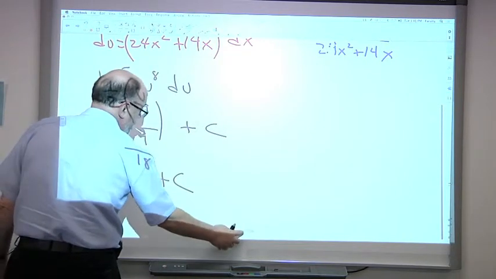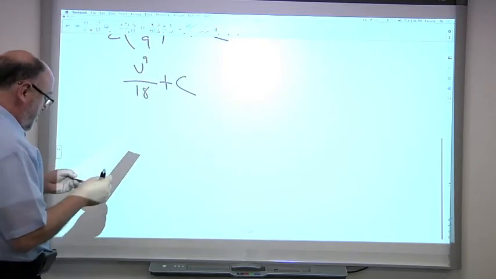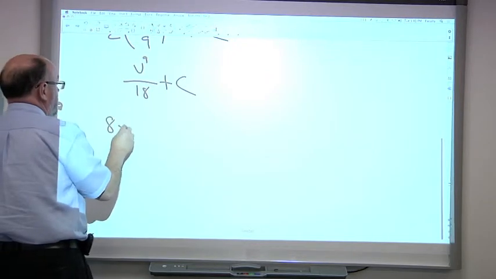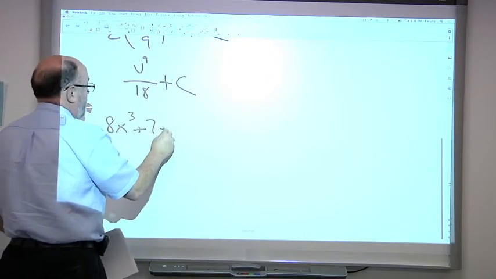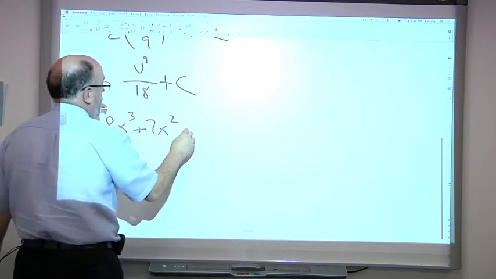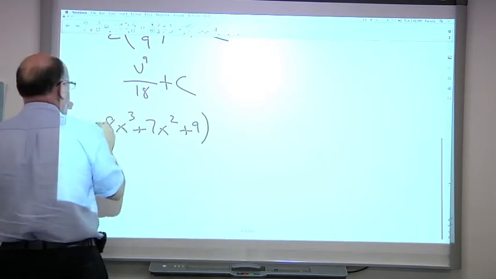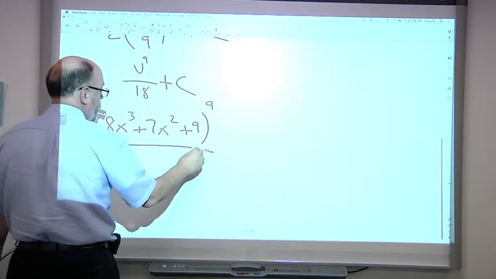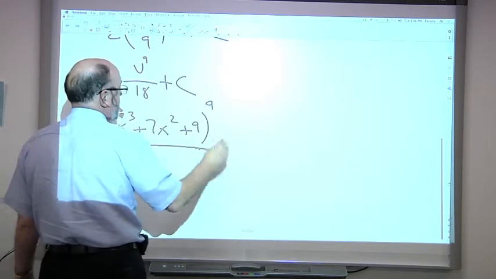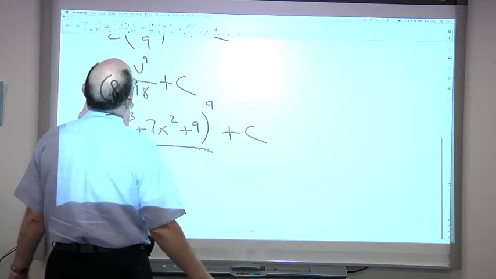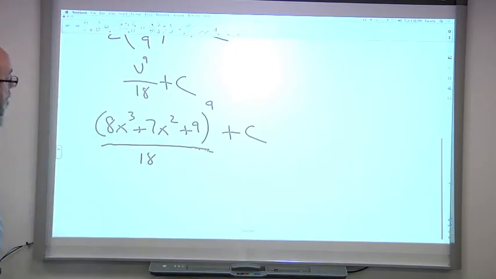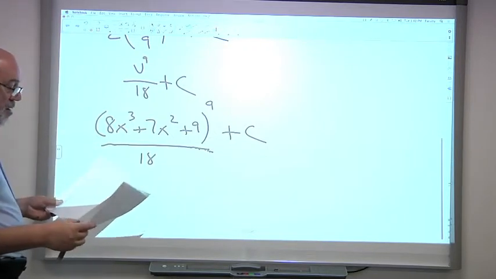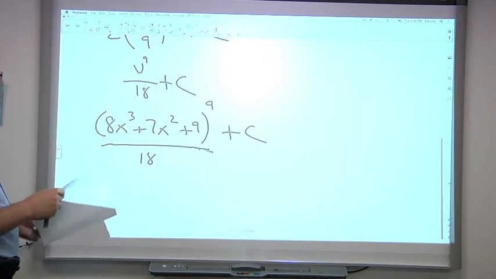plus c. And then again, the next step is to substitute back in, and we end up with 8x cubed plus 7x squared plus 9, all of that to the 9th, over 18 plus c. And we end up with our answer. So you got it in terms of substitution.